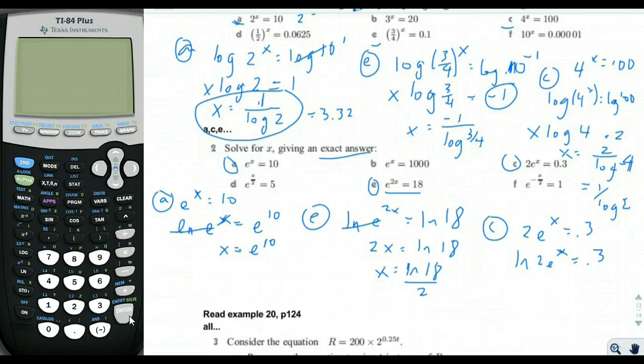Actually, before we do that, let's do this first. Divide both sides by 2. Let's try to isolate the e a little bit. That'll give us e to the x is equal to 0.3 divided by 2. 0.3 divided by 2 is 1.5. So e to the x equals 1.5. Now take the natural log of both sides. Now you have x is equal to the natural log of 1.5. That's better.